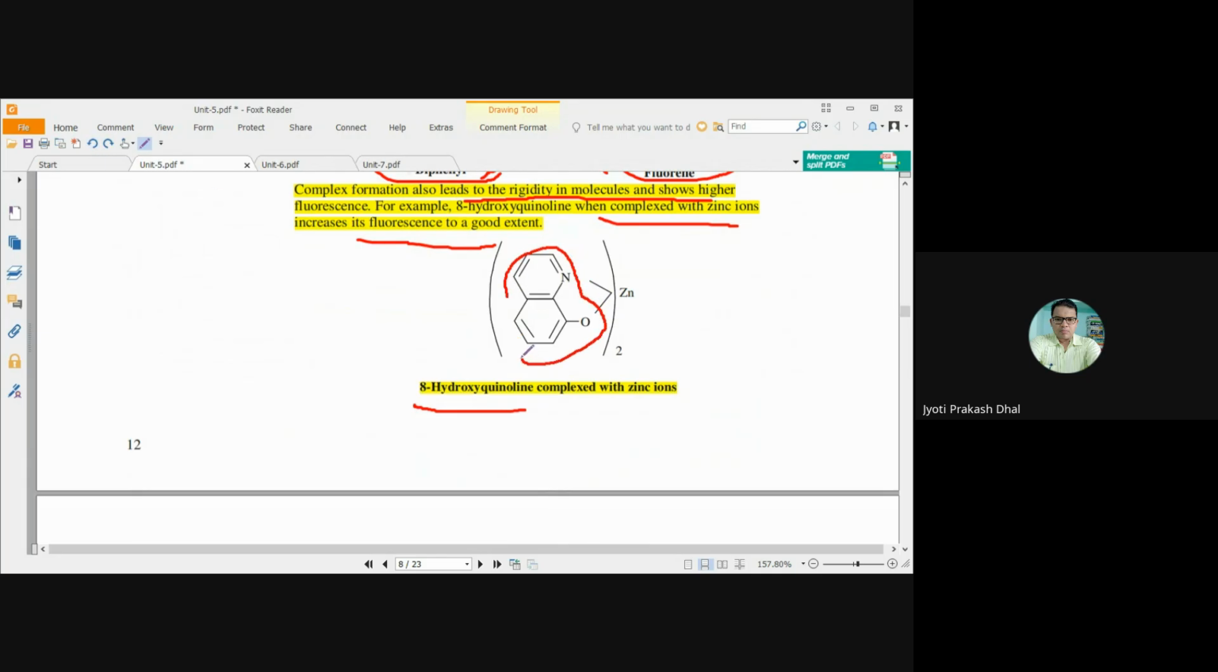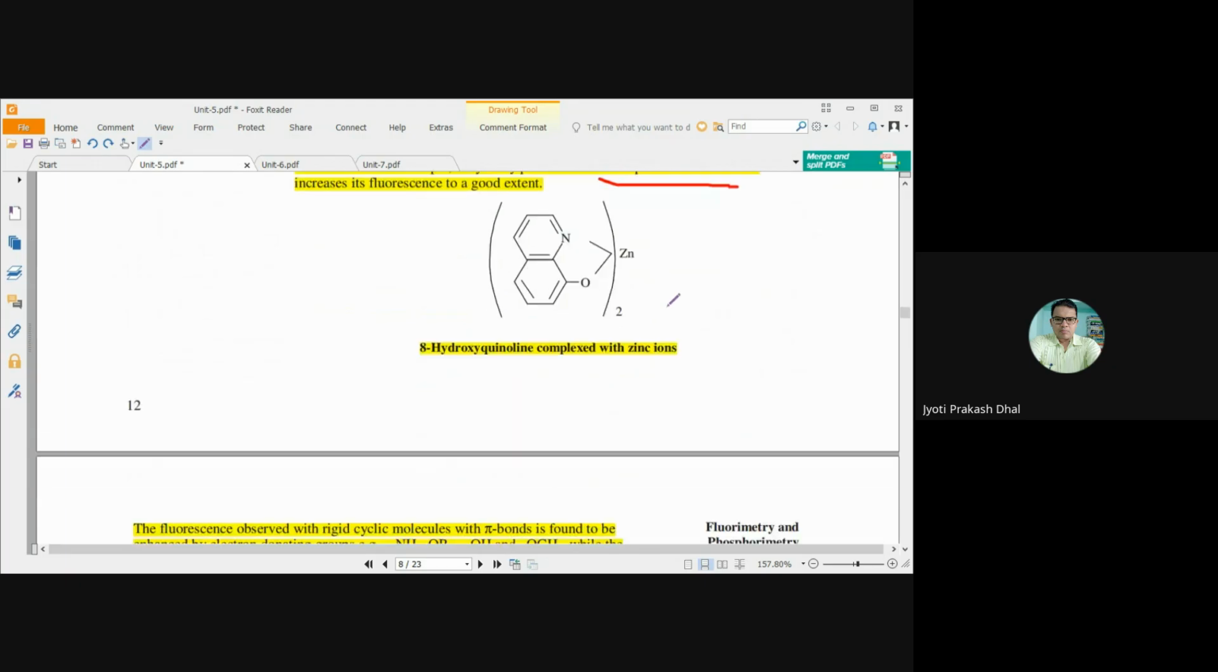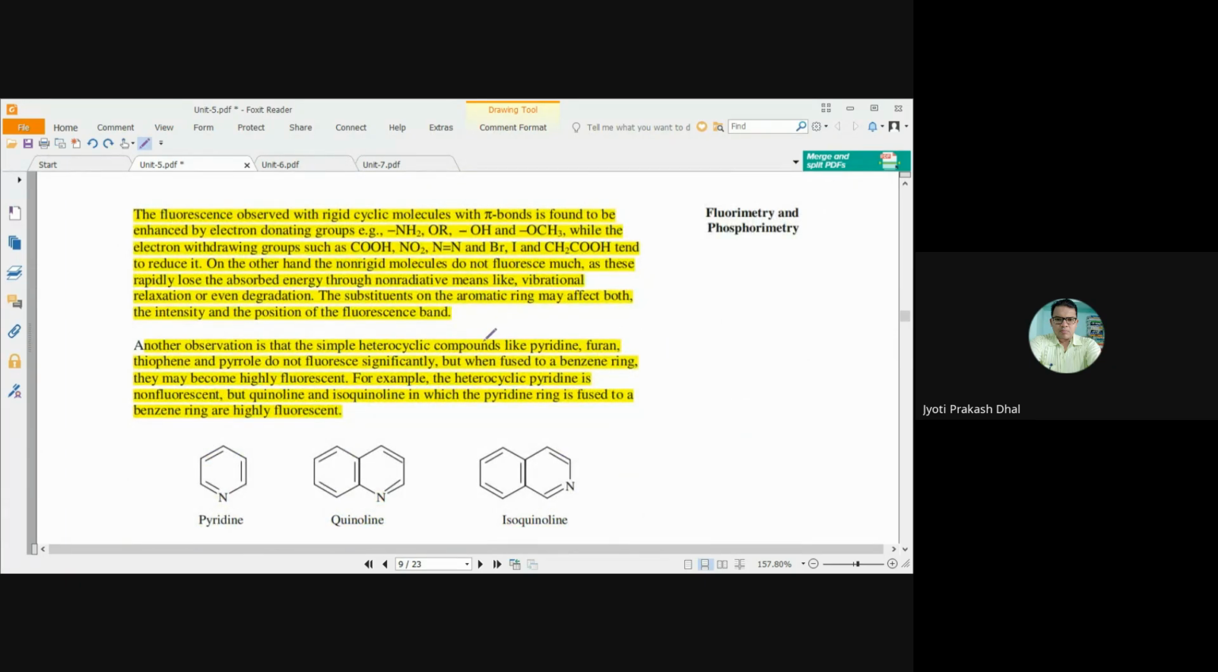8-hydroxyquinoline is this structure with a hydrogen atom. And if the 8-hydroxyquinoline is complexed with a zinc ion, that will give this structure, which becomes so rigid that it becomes fluorescent. The fluorescence observed with rigid cyclic molecules with pi bonds is found to be enhanced by electron donating groups.